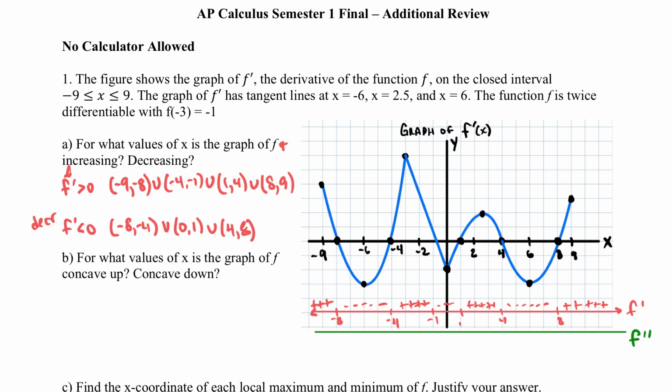Okay, for concavity, I'm going to do something similar. So for concave up, we want to determine when f double prime is greater than 0, and for concave down, we need f double prime to be less than 0.